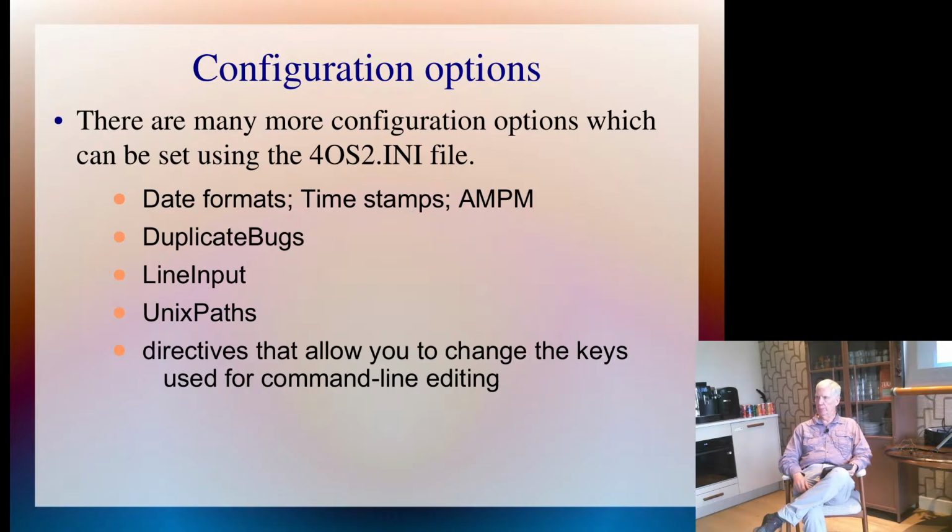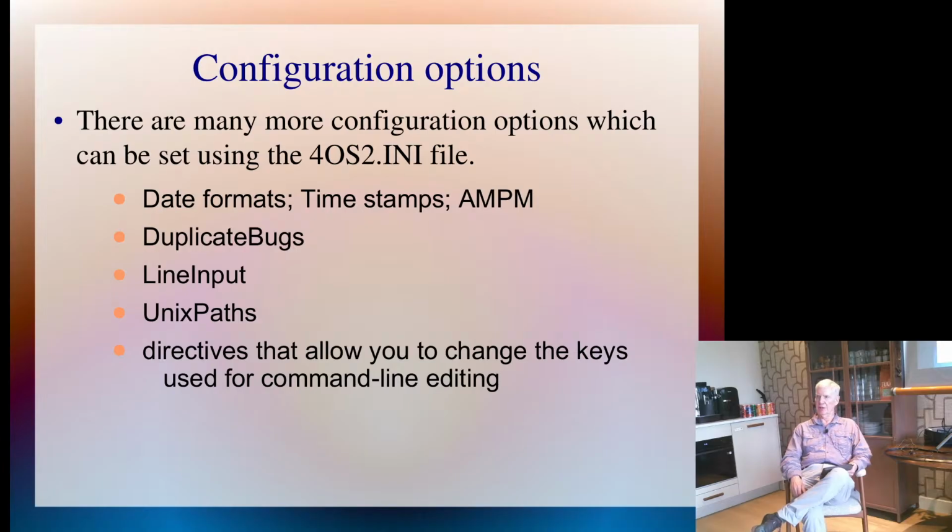There's a duplicate bugs, and what that does is it gives OS2 the same bug that CMD has for a given function. The ifs command is the one that actually gets duplicated. Line input for OS2 is character input. It reads the characters one at a time. CMD actually reads the whole line when you input something. So setting it to line input just mimics CMD's behavior.